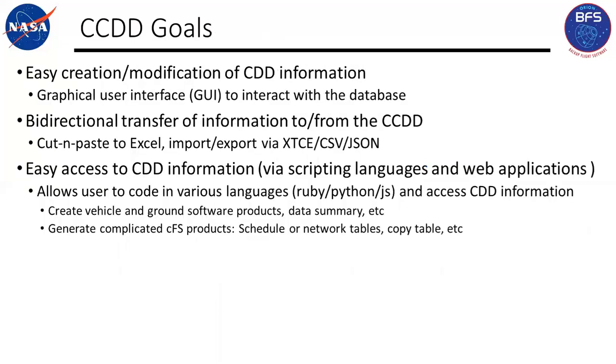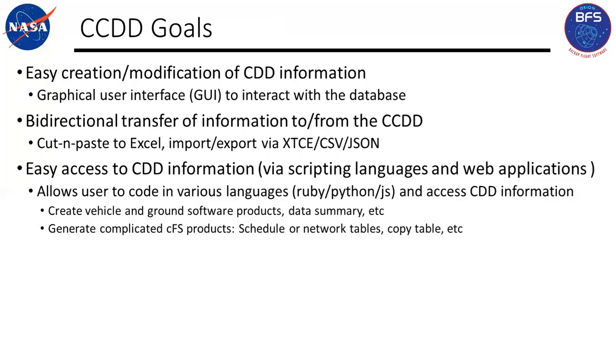So some of the goals of the CCDD were to allow people to easily create and modify their CCDD information. So it's a graphical user interface that kind of looks like Excel. You can have cells where you enter each piece of information for all the columns and rows of your data. And again, it's compatible with Excel. So if you've got an Excel spreadsheet that has some data in it and you want to copy and paste, you can do rows and columns simultaneously, copy and paste it into the CCDD. And you can also import and export to files. So XTCE, JSON, or CSV files are languages that are spoken by CCDD.